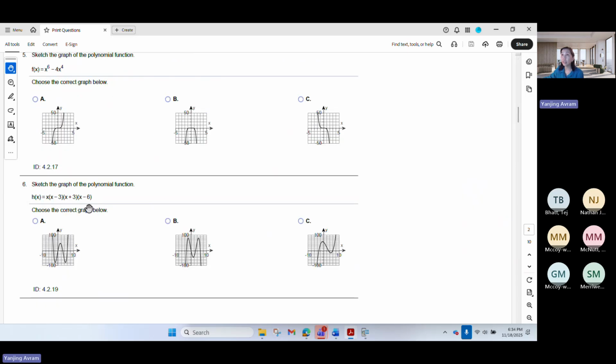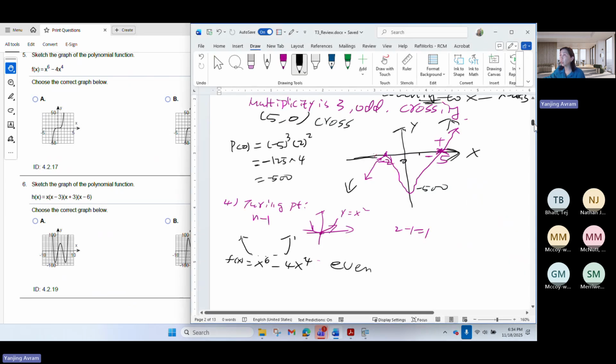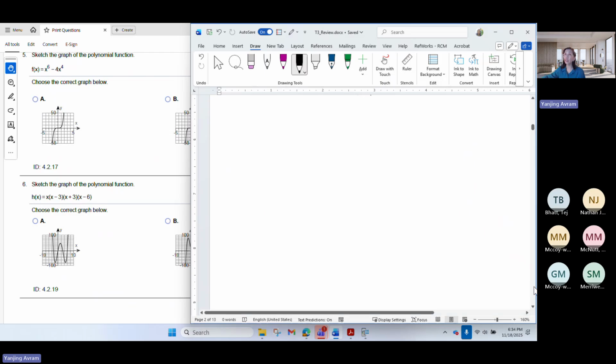Number 6 is sketch the graph of the polynomial. Let's see if we can sketch this one without using the calculator. You can always use the calculator to check. But one thing is we also need to see the character of this one right here. Let's see how many factors: 1, 2, 3, 4. 4 factors here, that means they have 4 zeros.